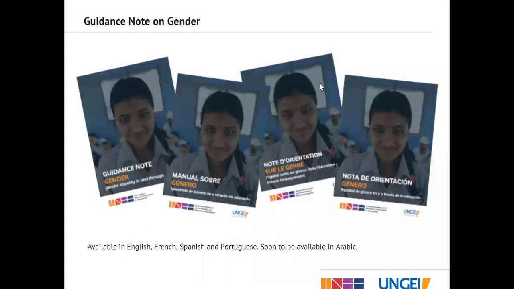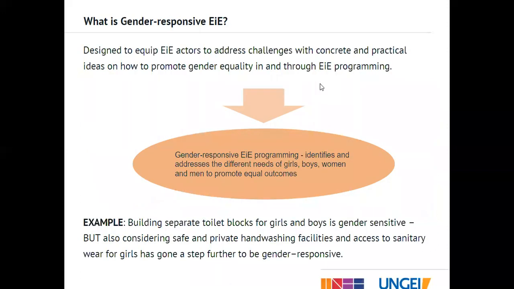I just want to highlight, of course, that the guidance note is now available in English, French, Spanish, and Portuguese, and soon it will be in Arabic as well, 5 official languages.